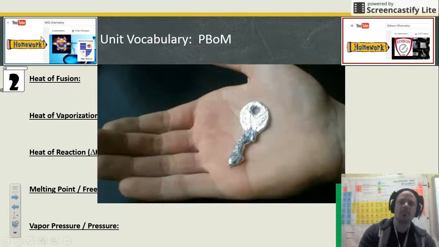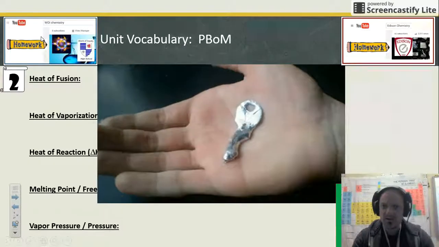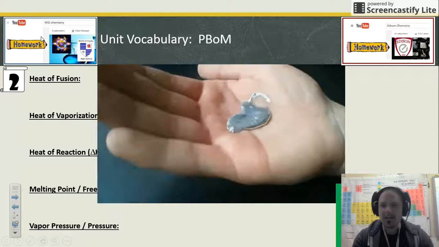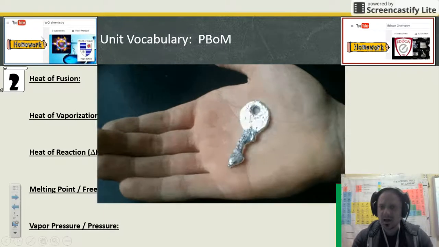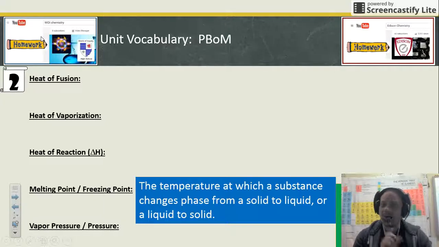Now, the melting and freezing point of substances, well, that is the same temperature. And this is a picture of some gallium melting about body temperature, 85, 86 degrees, in the hand. Melting points are the temperature at which substances change from solid to liquid or from liquid to solid. They're the same temperature. Water both freezes and melts at 0 degrees.